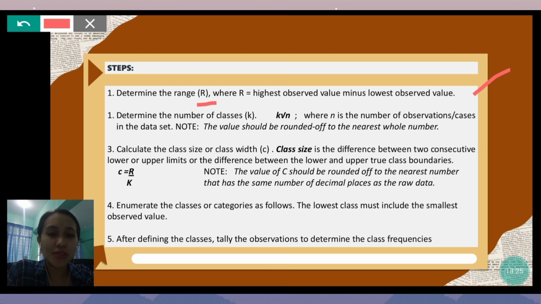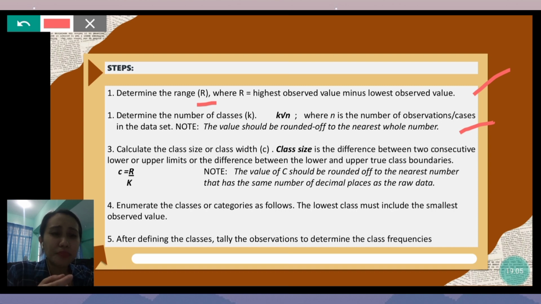Range is equal to the highest observed value minus the lowest observed value. If you are given a data set, you will simply subtract the lowest value from the highest. Next, determine the number of classes, denoted by K. This is actually a typographical error. That should be K is equal to the square root of N, where N is the number of observations or cases in the data set. Note the value should be rounded off to the nearest whole number.